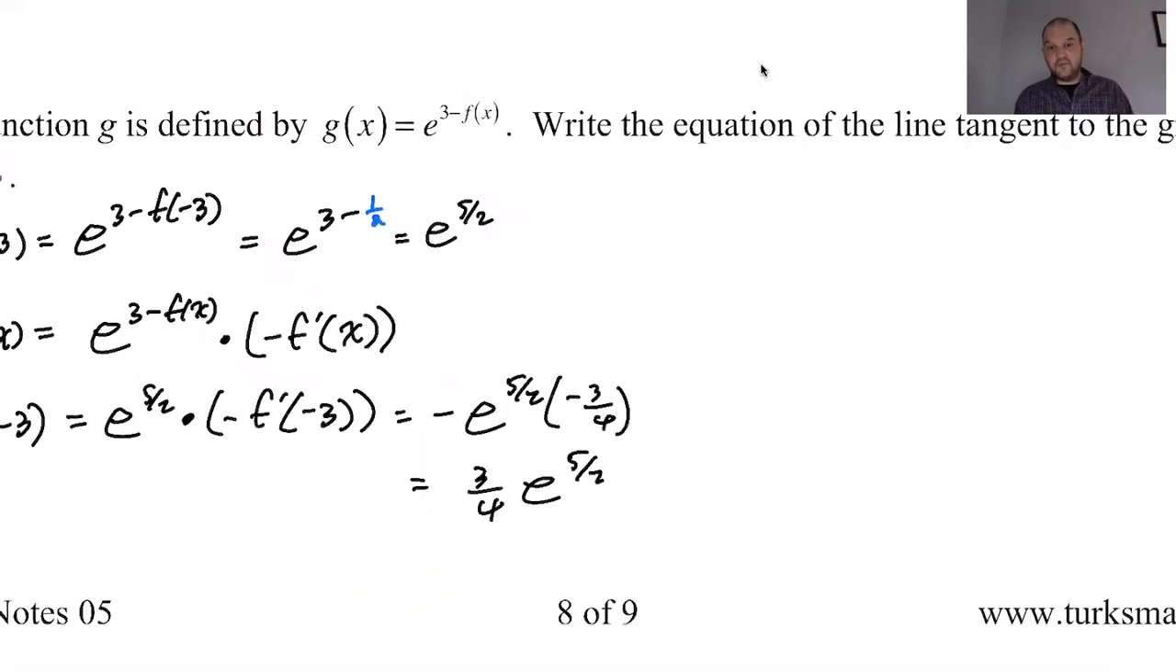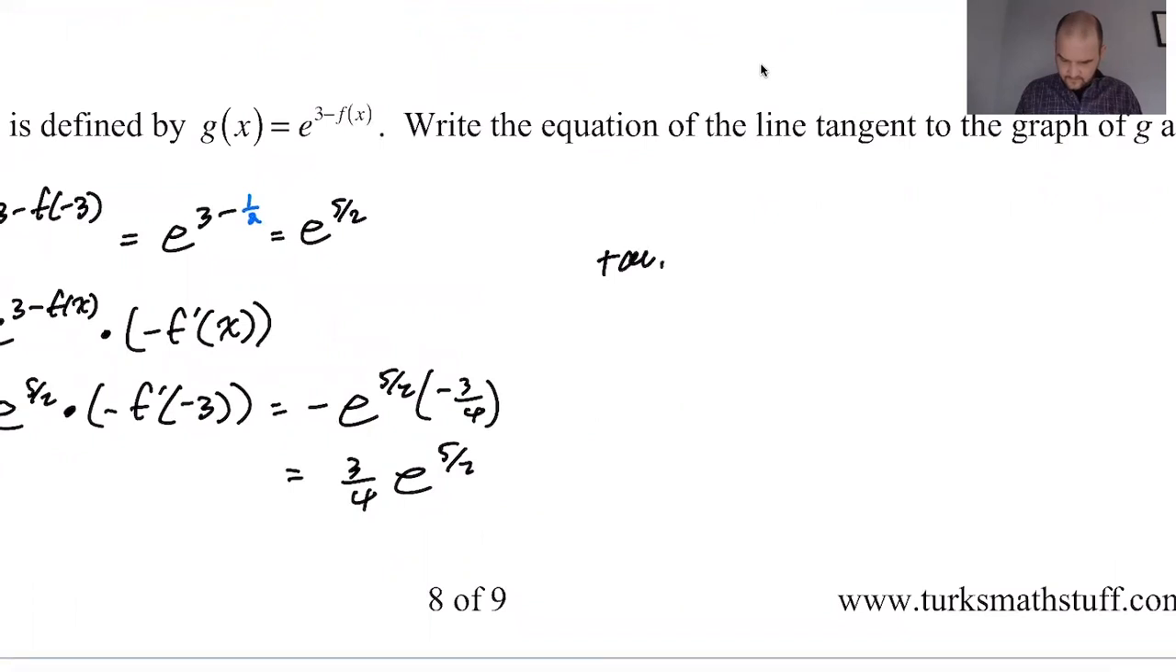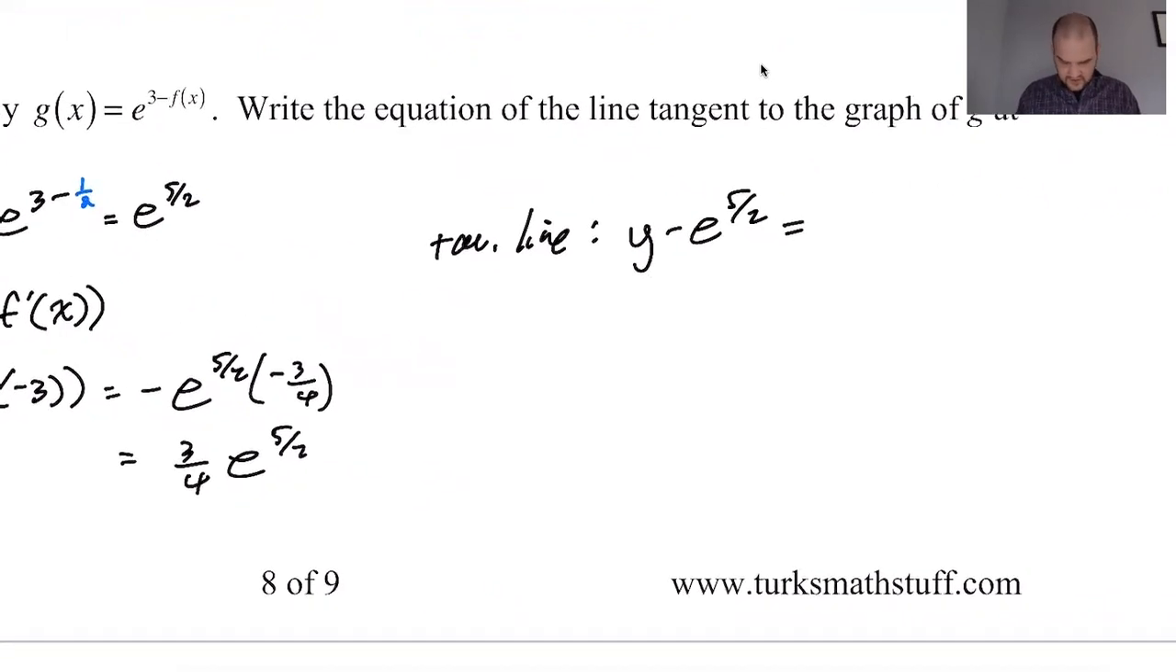Okay, we're not done with the problem though, because we have to write the tangent line. So the tangent line is y minus e to the 5 halves equals the slope, which is insane, 3/4 e to the 5 halves, times x plus 3.